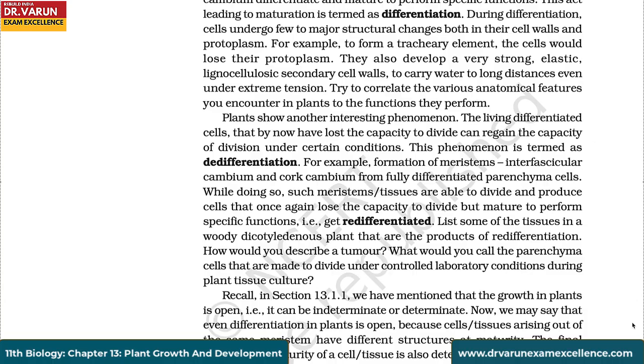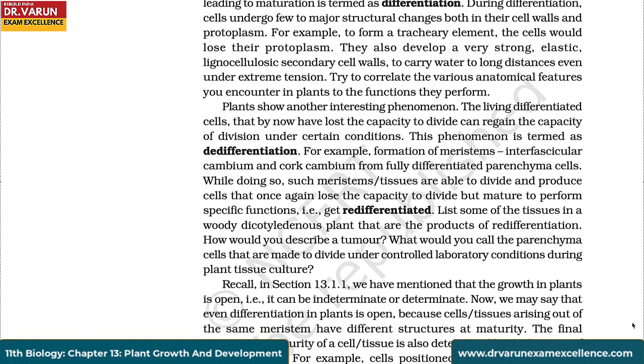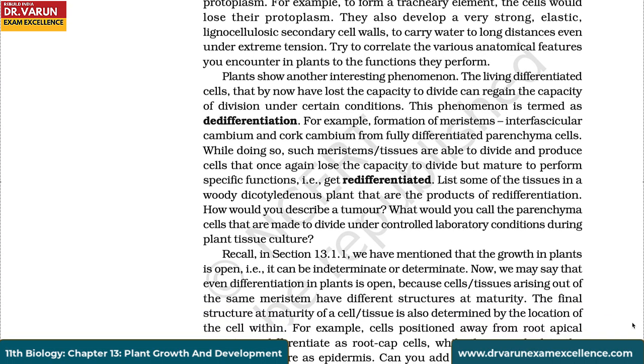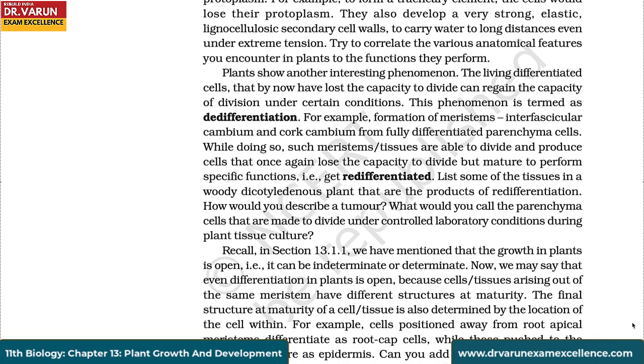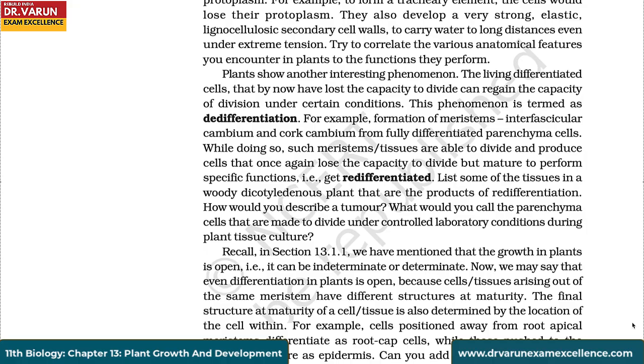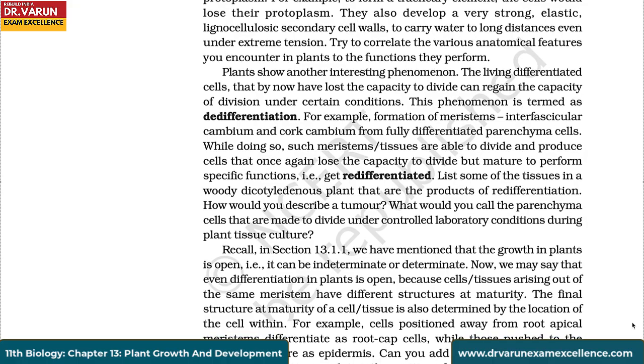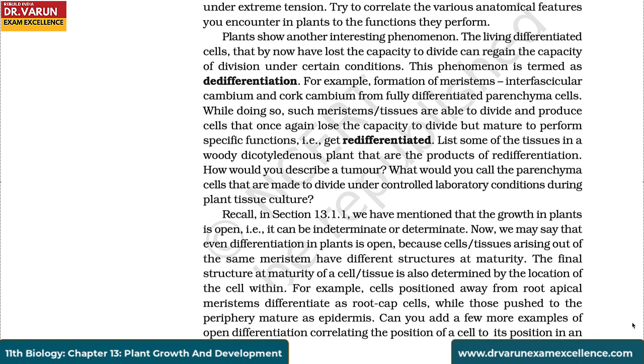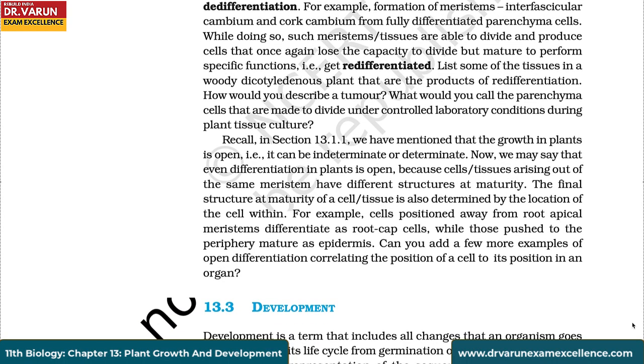For example, formation of meristems, interfascicular cambium and cork cambium from fully differentiated parenchyma cells. While doing so, such meristems or tissues are able to divide and produce cells that once again lose the capacity to divide but mature to perform specific functions, that is, get redifferentiated. List some of the tissues in a woody dicotyledonous plant that are the products of redifferentiation. How would you describe a tumor? What would you call the parenchyma cells that are made to divide under controlled laboratory conditions during plant tissue culture?